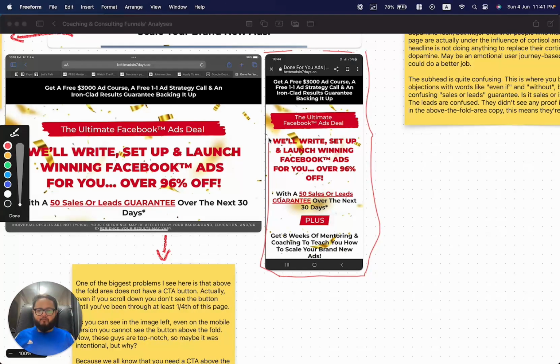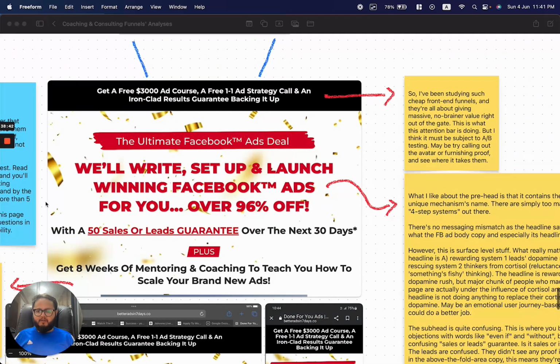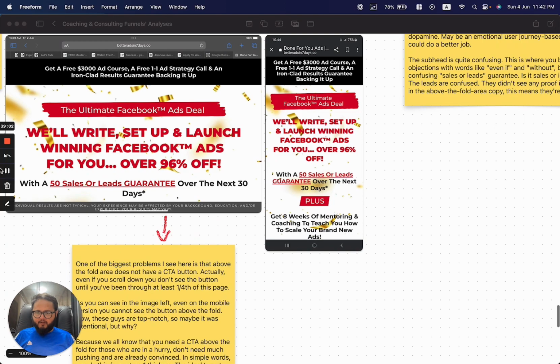So this is the Android phone, and this is my iPad Air, right here. You see something here: the copy that you would see on desktop above the fold area is the same that you would see on the cell phone. So the last line is scale your brand new ads. Let's take a look at the cell phone. The last line is scale your brand new ads. But on iPad or my tablet, the last line is not visible. So this is also something that you should do something about.